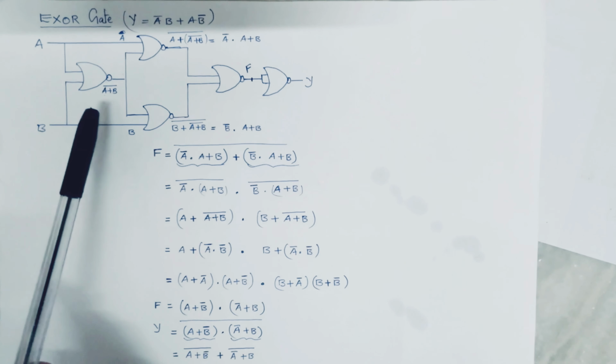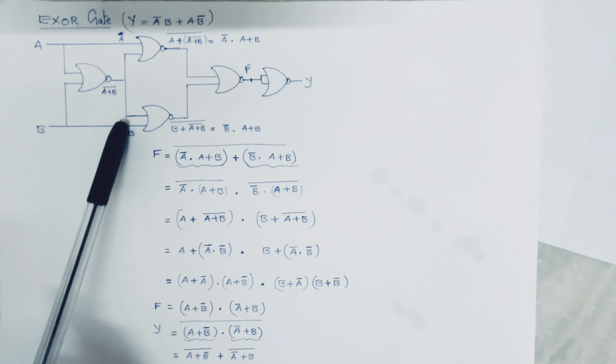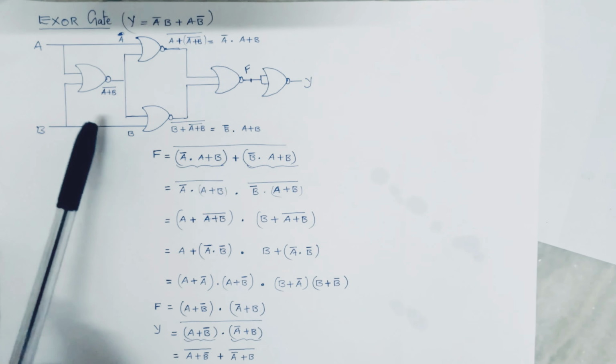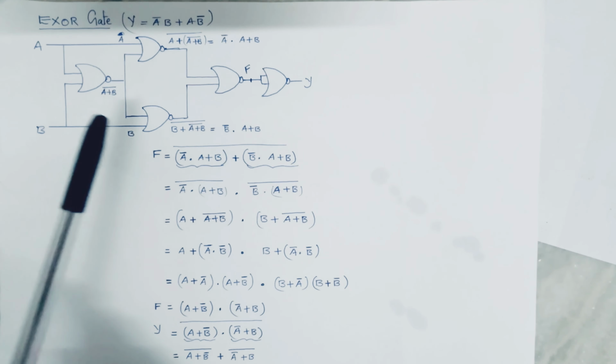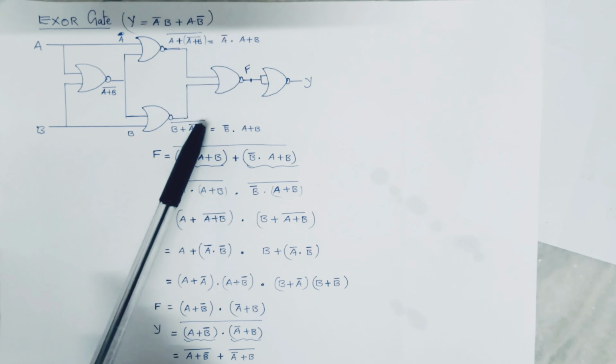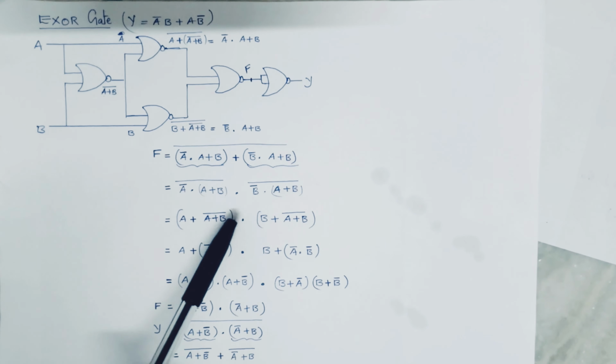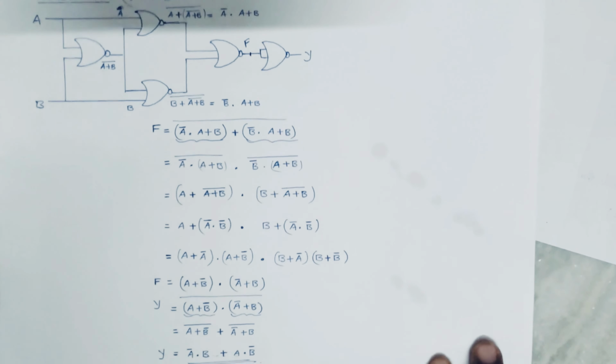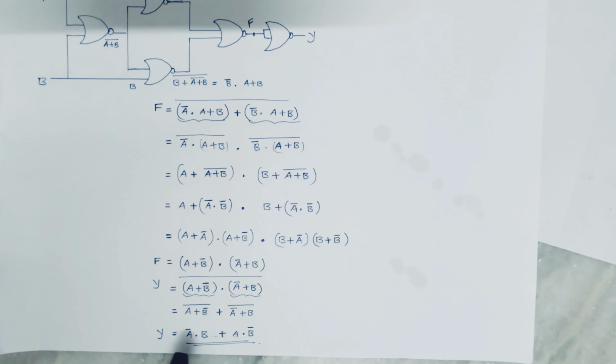Next is XOR gate using the NOR gates. This is the circuit diagram, the implementation of XOR gate using the NOR gates. Here also, step by step, if you analyze the circuit applying De Morgan's theorem, at the end we can see the function is given as Y is equal to A bar into B plus A B bar, which is the same as the XOR gate operation.